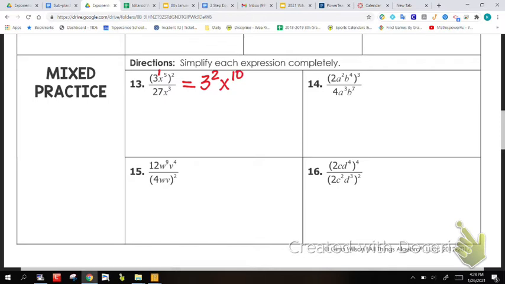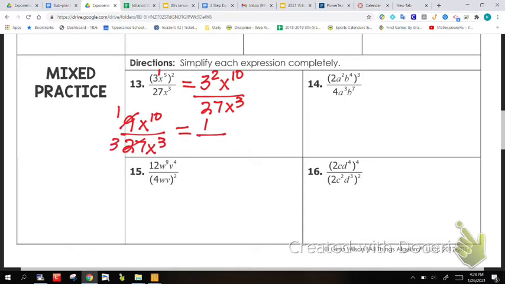So now I'm done. The parentheses are off. I still have the 27, x to the 3rd, in the denominator. Now I can multiply out the exponents. 3 squared is 9. And now I can use my quotient rule. So this mixed practice, you're going to use multiple rules. So you got to keep those straight. The 9 and the 27 both divide by 9. So I have 1 on top, 3 on bottom.